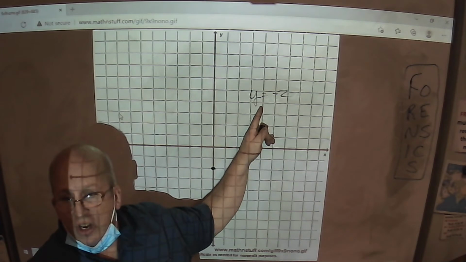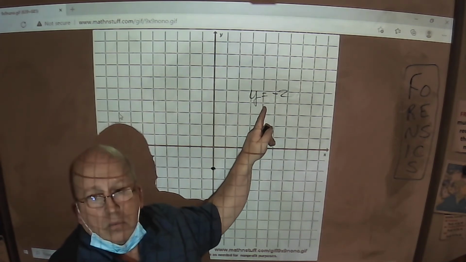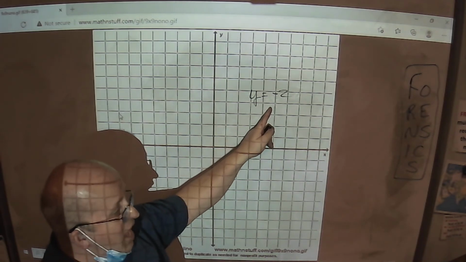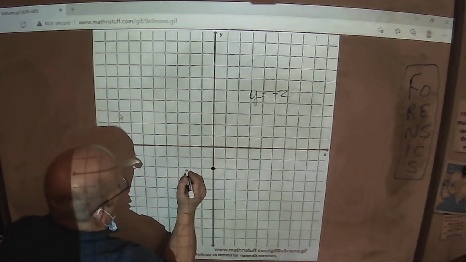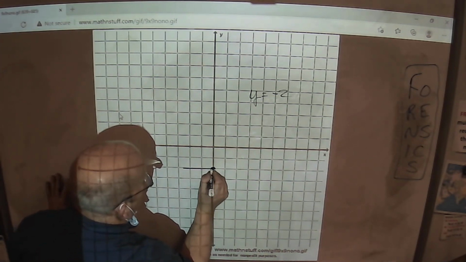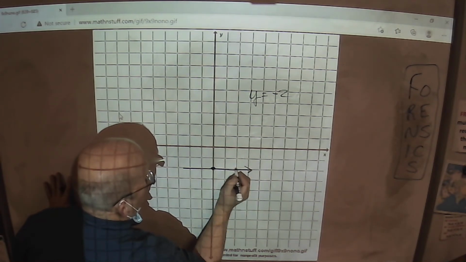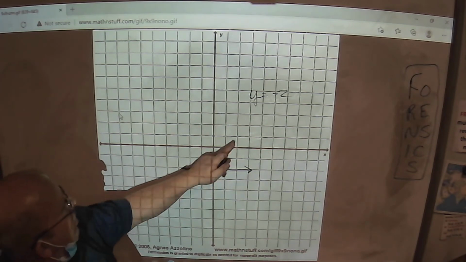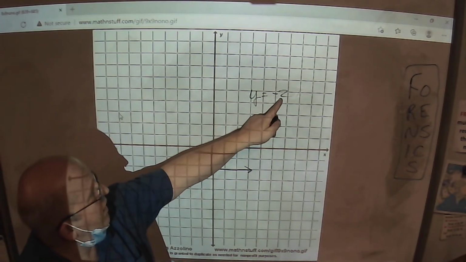They make no mention at all of an x. What does that mean? It means that this line is not going to go through x at all. So therefore, I draw a line going through -2 on the y-axis, and this is the line for the equation y equals -2.